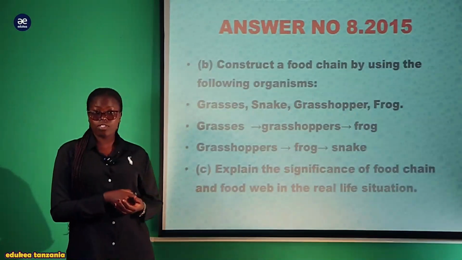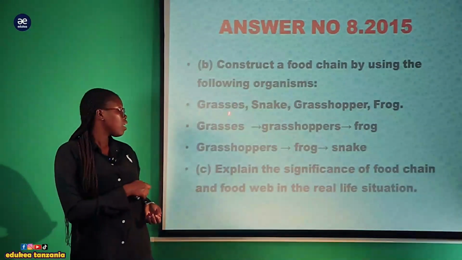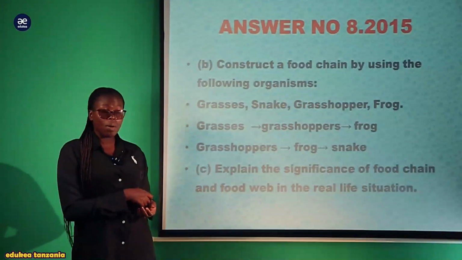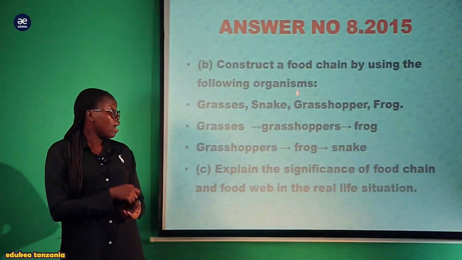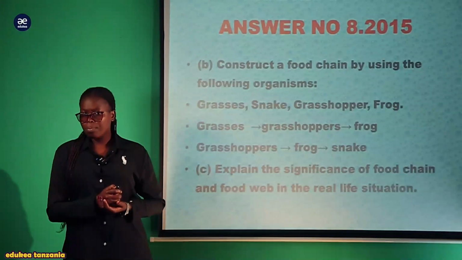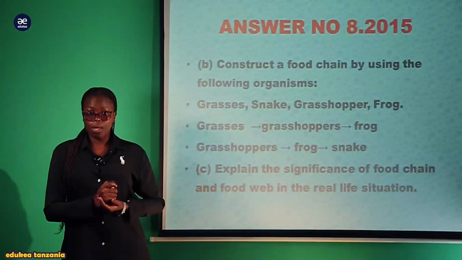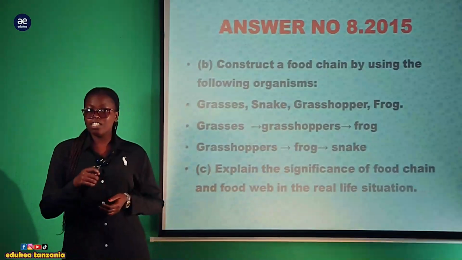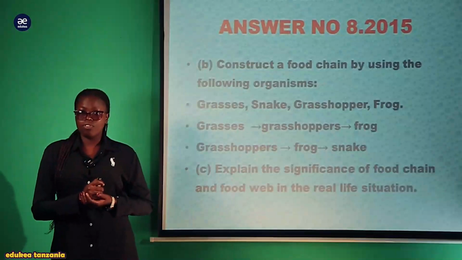Grasshopper huyu hapa ni herbivores, anakula majani. Kwa hiyo hapa atamla, huyu hapa kwa hiyo ni primary consumer ambao ni herbivores. Snake huyu hapa ni carnivores. Huyu anakula nyama. Anamla frog. Na frog pia anakula majani. Chura anakula majani pia. Kwa hiyo mpaka hapo unakuwa tayari ushajua organism wako katika level gani. Now you can construct your food chain.